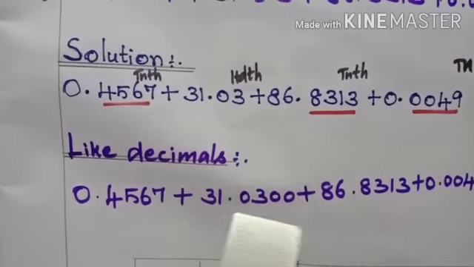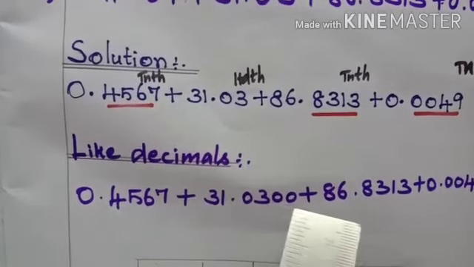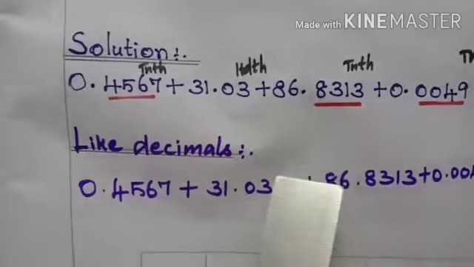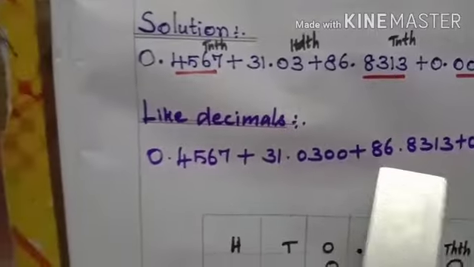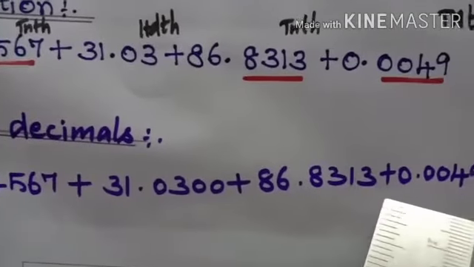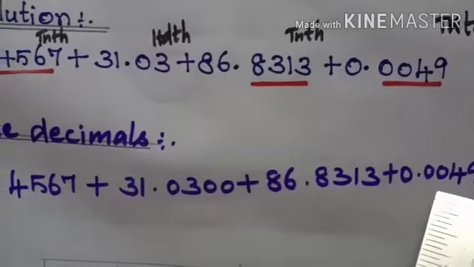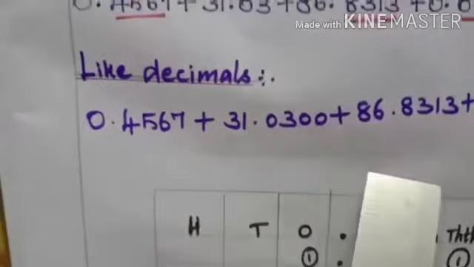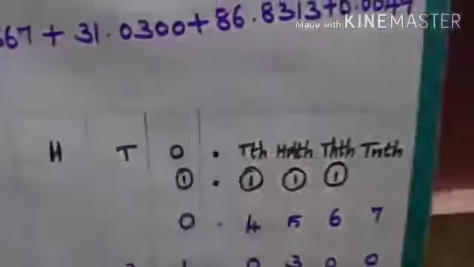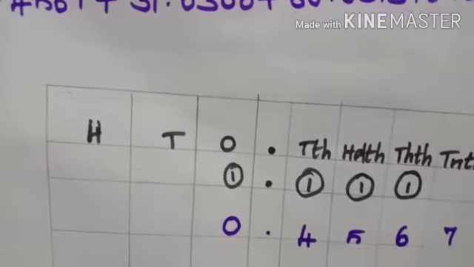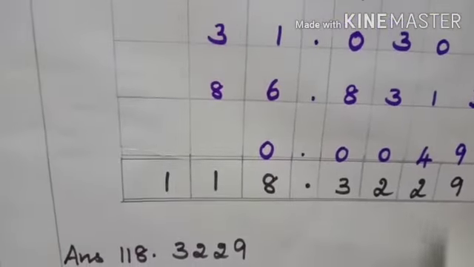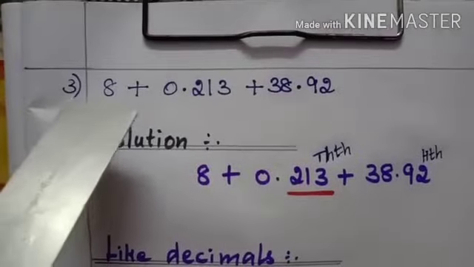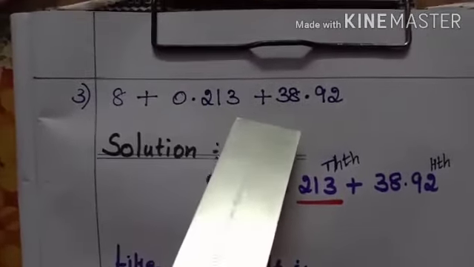So the like decimals are 0.4567 plus 31.0300, by adding zeros at the right end it becomes like decimals, plus 86.8313 plus 0.0049. Then we arrange them in columns and add them all. We get the answer 118.3229.